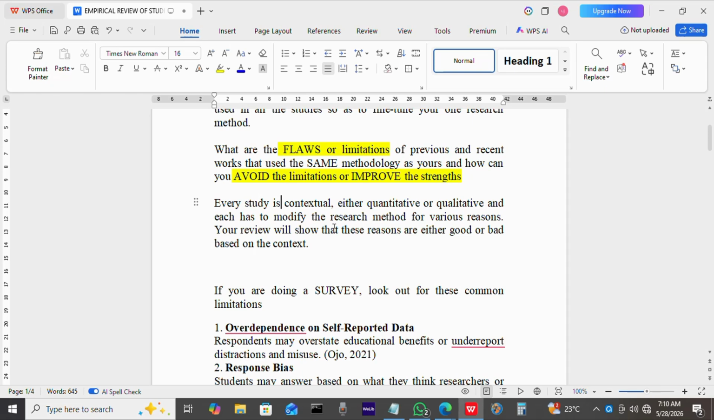Your idea is if the person doesn't write limitations, when you read the work, you might come out with some certain limitations. So that is what you're supposed to pick so that when you gather all these limitations, you will ensure that you avoid it in your own work.